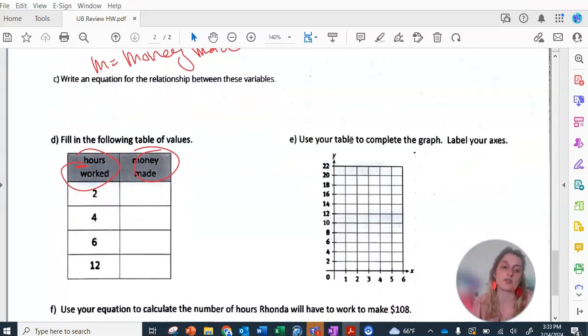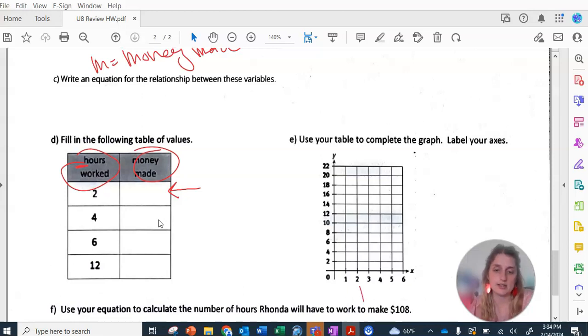Oh, wait, your answer for A should go right here because you now know that 2 hours is $9. I'm not going to write that down. Let's see how many people are watching me on mute who don't get that helpful hint. And then we're going to fill in this table and use these ordered pairs to graph.